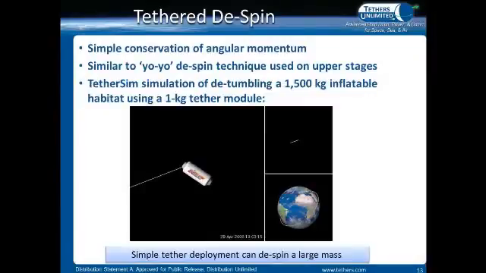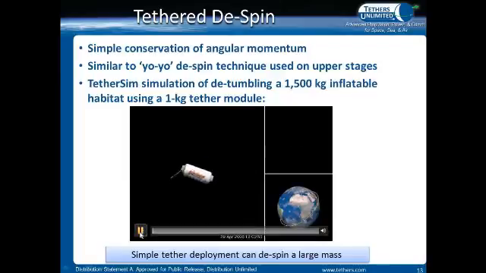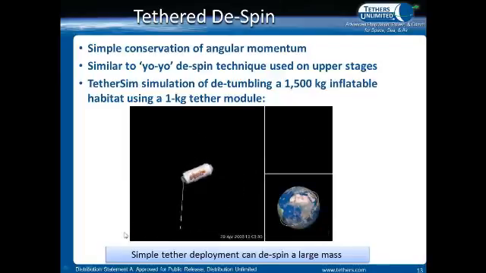I forgot I had this slide in here. This is another video, if you can click that one. This is for despinning a large inflatable habitat with a 1 kilogram tether module that was, for branding purposes, designed to fit in about a 1U CubeSat form factor, but it was really a 7-Up can. And so it was a very small system, and this is obviously a sped up simulation.